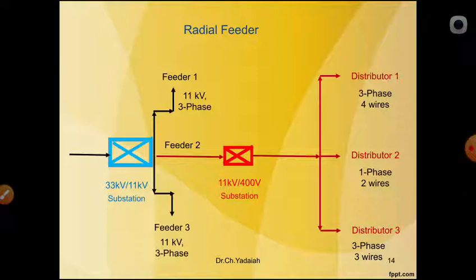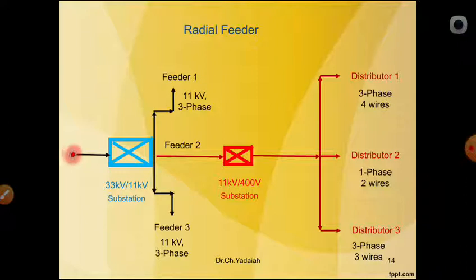You can see the 33 kV input is coming to the 33 kV by 11 kV substation, and after that it has a number of feeders, that is 11 kV feeders. One feeder is given to our DTR, mentioned here in red color, the 11 kV by 400 volt substation. After that it is given to the different distributors. Distributor 1 is a 3 phase 4 wire line, distributor 2 is a single phase 2 wire line, and distributor 3 is a 3 phase 3 wire line. These are the radial feeders.